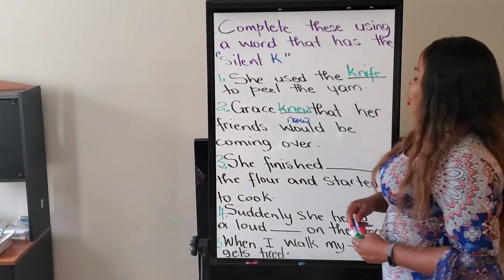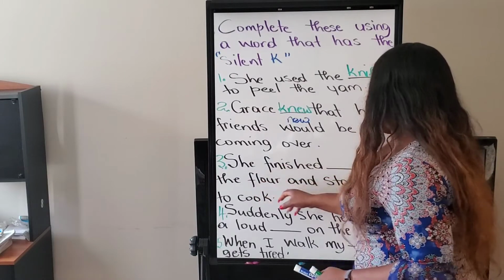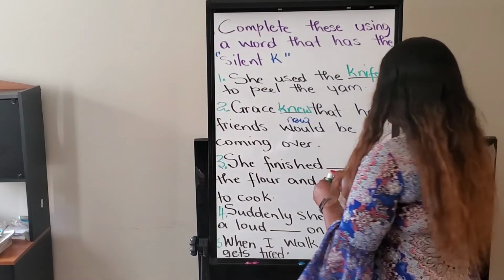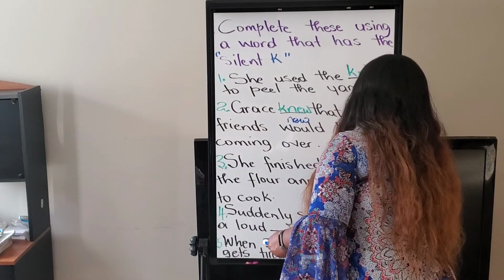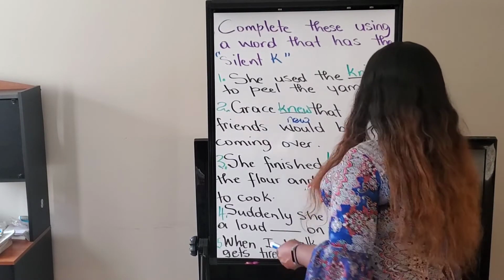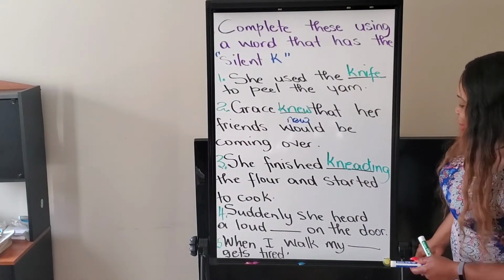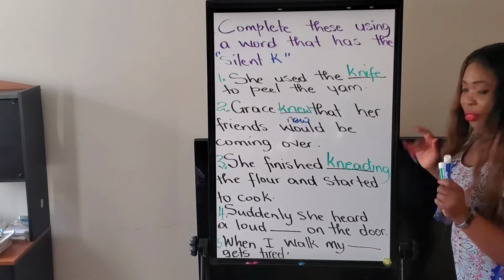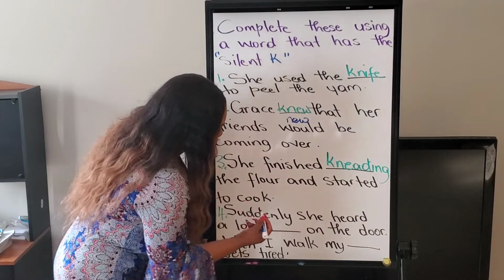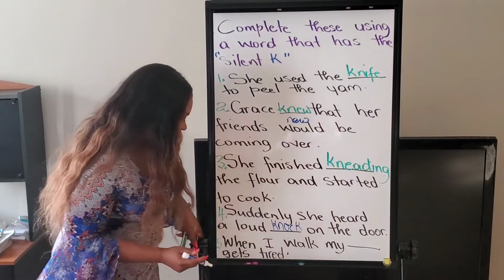Great. Now let's look at number 3. She finished dash the flour and started to cook. She finished what? Of course you got it. Kneading. So she finished kneading the flour and started to cook. What about number 4? Suddenly, she heard a loud dash on the door. What could go there? You are geniuses, so naturally, knock. Great. And the final one.